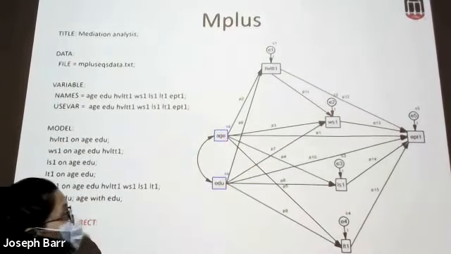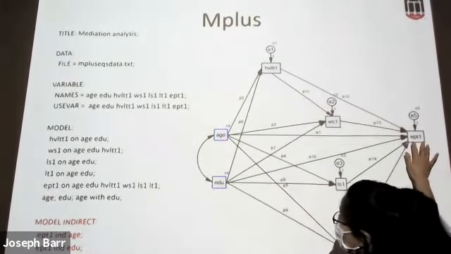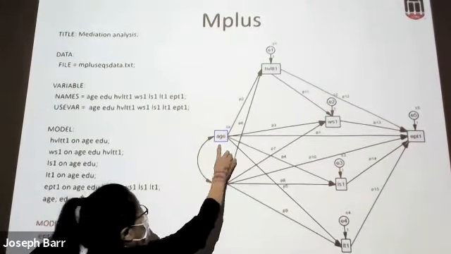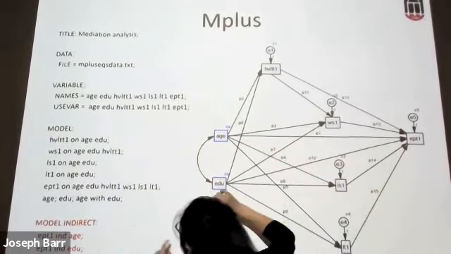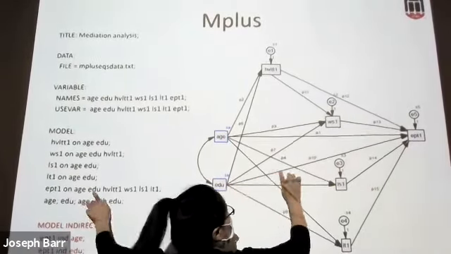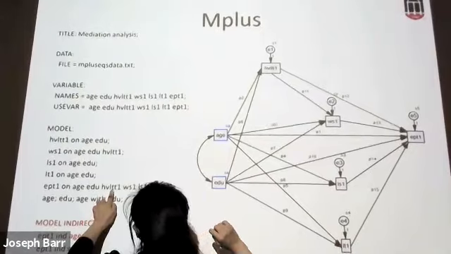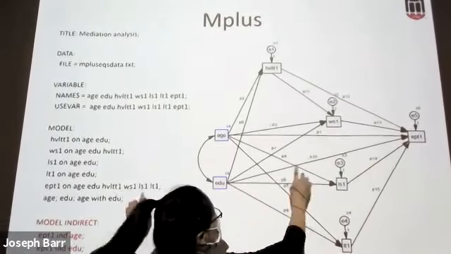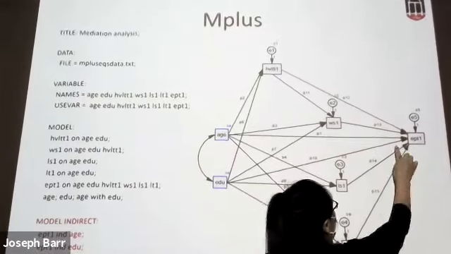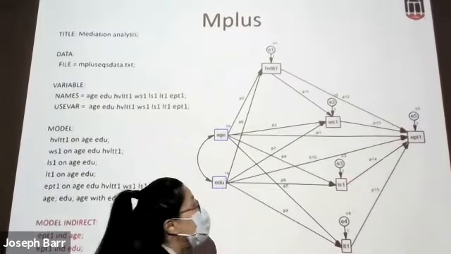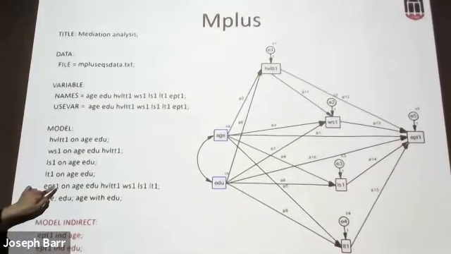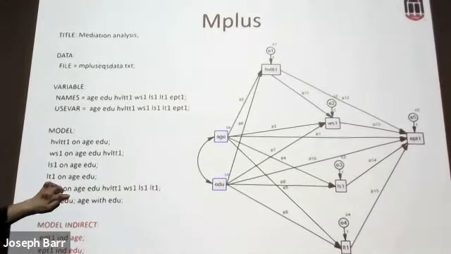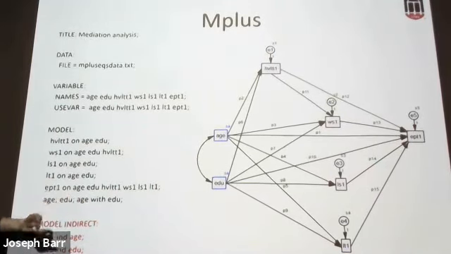Let's look at the EPT. EPT is the final dependent variable. On age, we have this path. On EDU, we have this path. On HVLTT1, we have that path, P12. On WS1, we have this path, this path, and this path. EPT is regressed on all of these 6 variables.